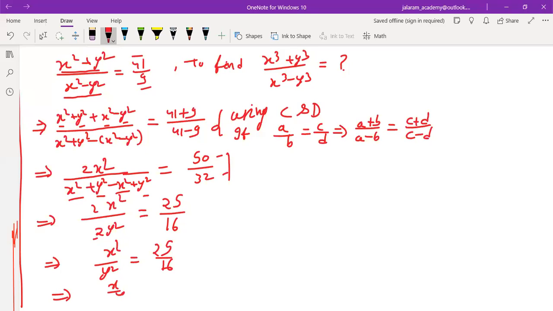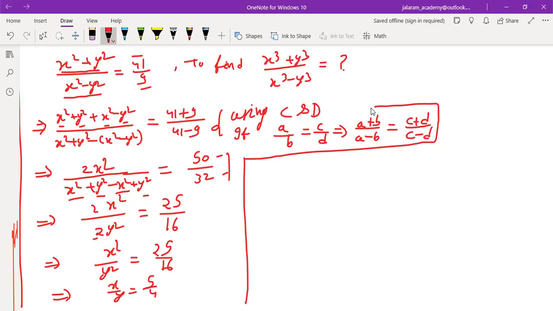Taking square root on both sides, we get x by y equals 5 by 4. So x by y equals 5 by 4. This is the ratio only. So if we do not write plus minus, then it will be okay. And also one more thing, if x is greater than y, then only it can be positive, otherwise it must be negative also. x square, y square are all positive. So if we subtract x square minus y square, still it is giving the positive value 41 by 9. It means x must be greater than y, which is shown by our calculation also, that x by y equals 5 by 4.